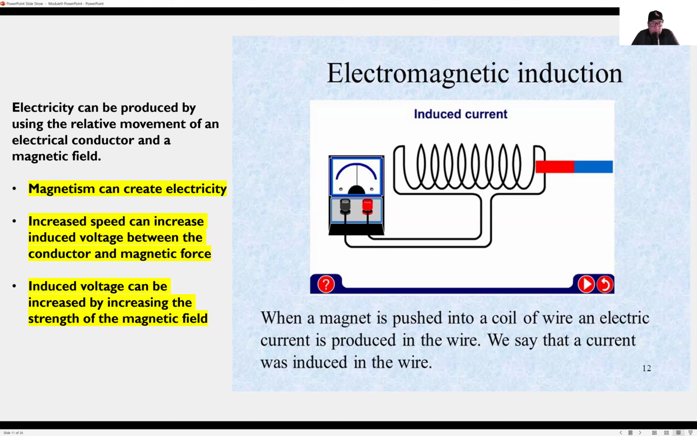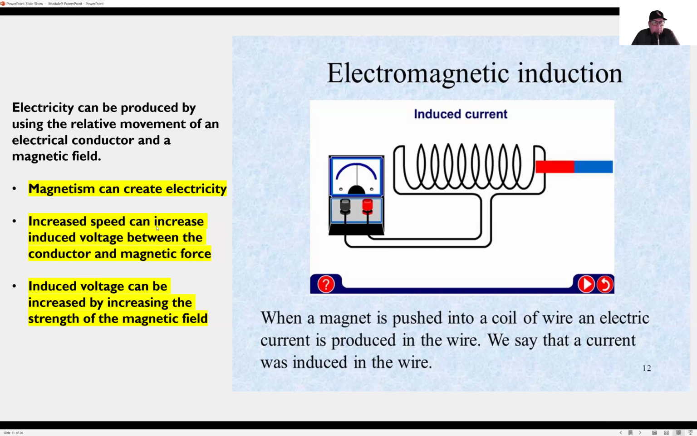But we spin one of them. As soon as we spin one of them and we hold one stationary, that's when we start to create electricity and magnetism, I should say. Magnetism is created, but also electricity is created as well.